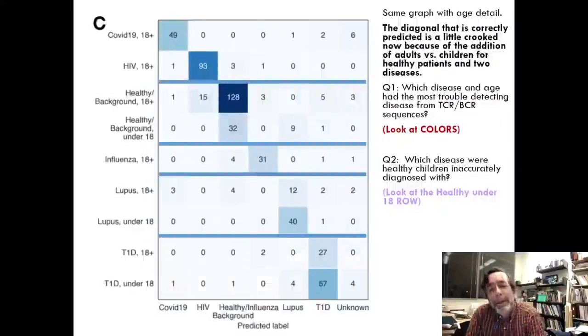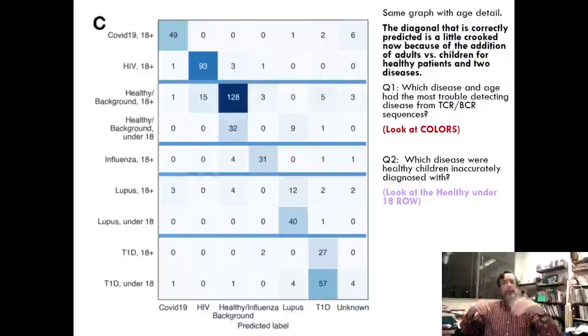So the one thing they were wondering is, for a couple of these diseases, they only had data for adults for influenza, HIV, and COVID. They only had adult data. But they did have children data for healthy, for lupus, and for type 1 diabetes. And so I'm going to block those off. And this is actually the same graph, but it's just separated out into 2 rows for each of the times they had child data versus adult data.